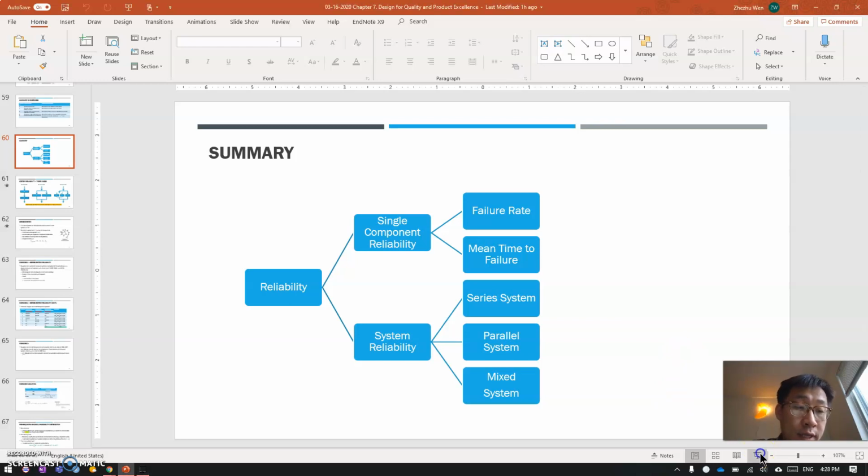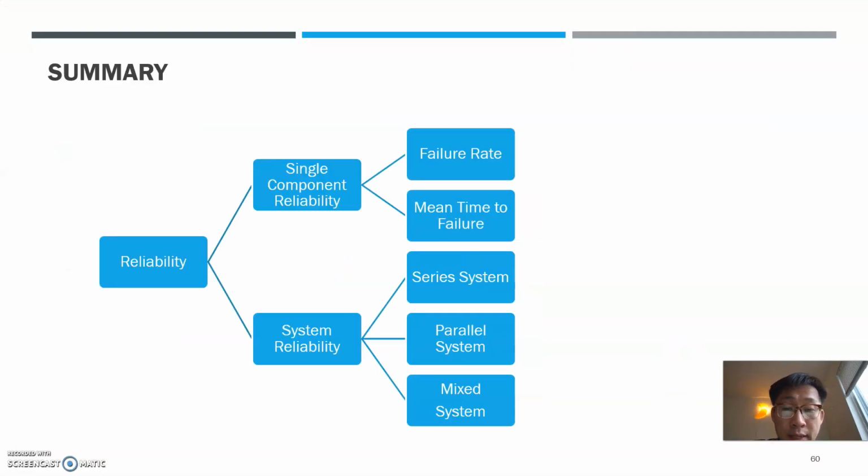Hi, let's continue our discussion in the reliability chapter. I believe that we have finished here and finished here, right? Now it's time for us to discuss the system reliability.